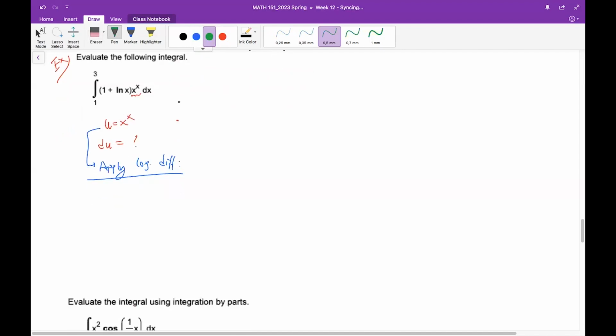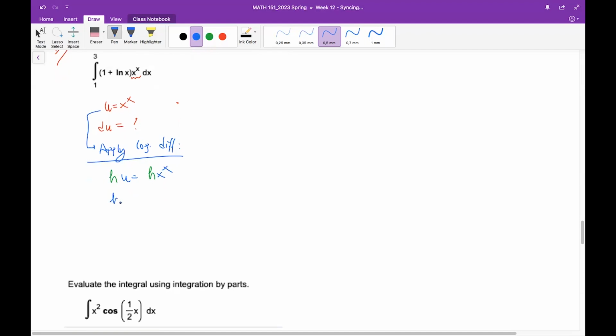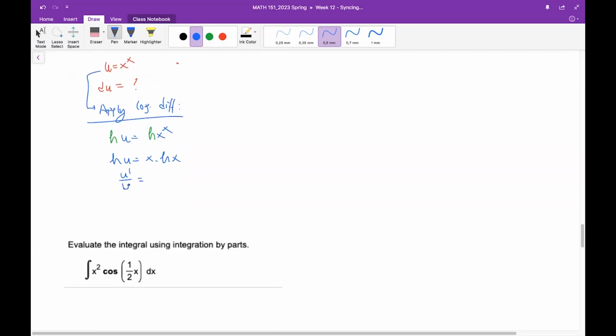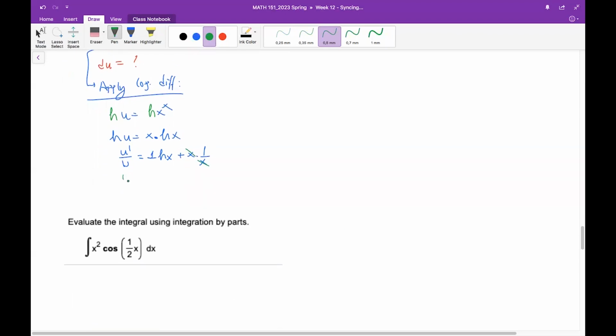So we will take ln of both sides. This is how you apply it. ln u equals ln x to the power x. So ln u is x times ln x. Take the derivative of both sides with respect to x. u prime divided by u is the derivative of the left-hand side. So here I am applying the product rule: derivative of the first function times the second, plus the first times the derivative of the second function, like that. Okay, simplify. Then what is u prime? u prime is calculated like this.